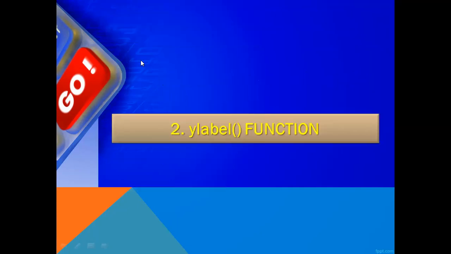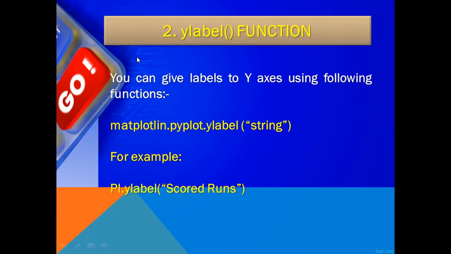So ylabel, how to use? You can give the label to the y-axis with the following: matplotlib.pyplot.ylabel, with brackets. I have to write a string. So pl.ylabel, and this is a string. This is a title, a label name which is related to the y-label.